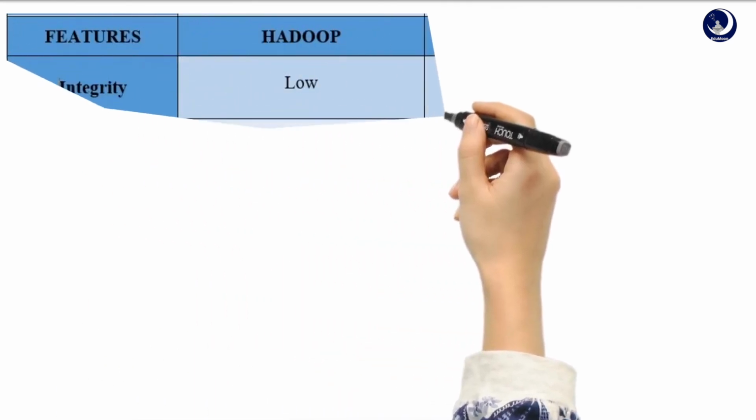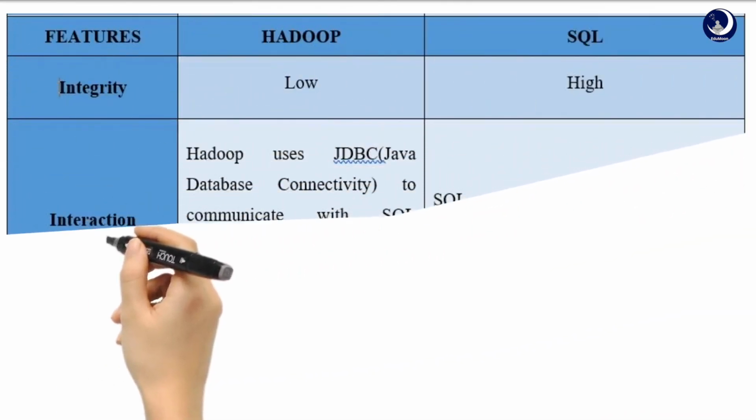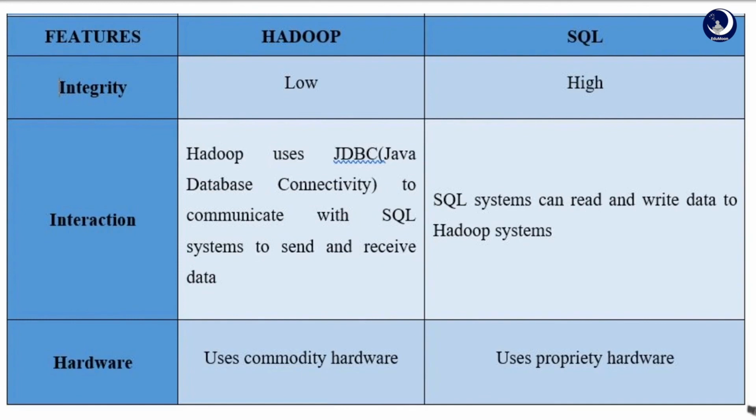The integrity is low in Hadoop, whereas high in SQL. Hadoop uses JDBC, that is Java Database Connectivity, to communicate with SQL systems to send and receive data. SQL systems can also read and write data to Hadoop systems. Hadoop uses commodity hardware, that is cheaper or lower cost hardware, whereas SQL uses proprietary hardware systems.